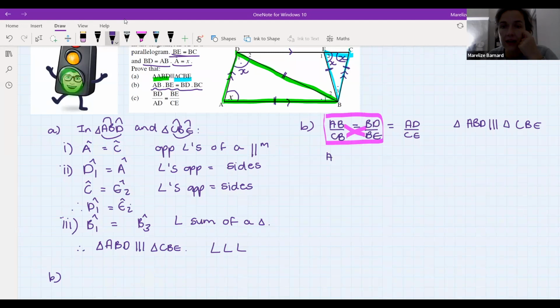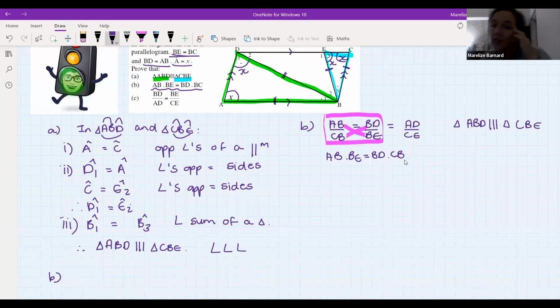So to get it to look like that at the end, which is what we need to prove, we just do the cross multiplication. And that's basically all you're ever going to do with these questions. You just do the cross multiplication.